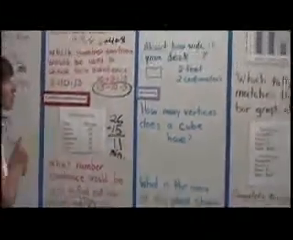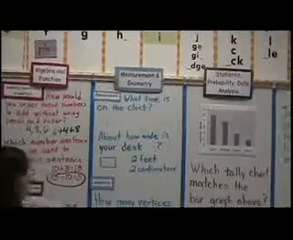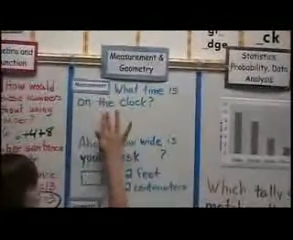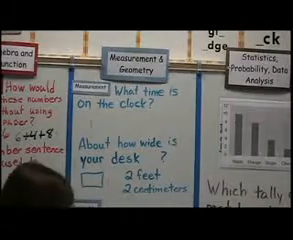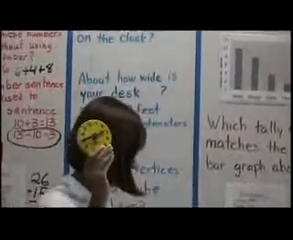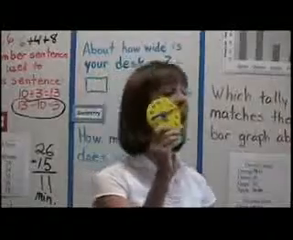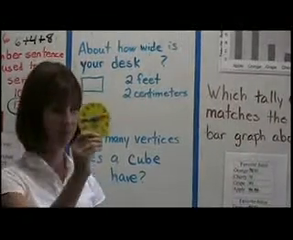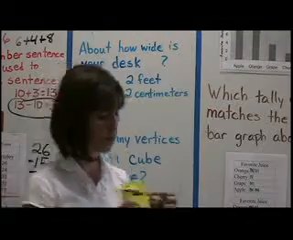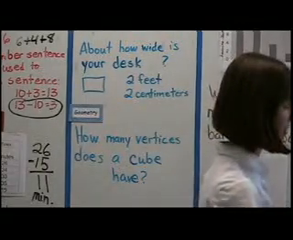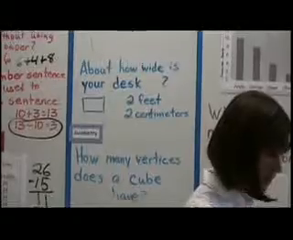Good. Measurement and geometry. Let's read. What time is on the clock? All right. When we are telling time, we always start with the minute hand. The hour hand is the small hand. You say it. The hour hand is the small hand. What is that small hand pointing to, Charlene? The 3. Is it exactly on that 3? No.